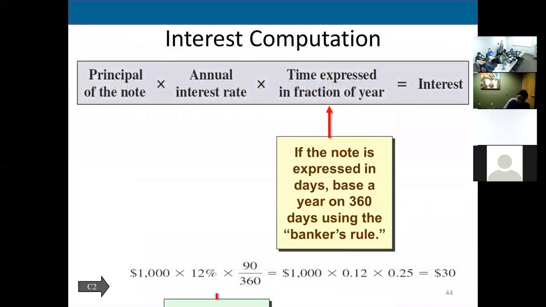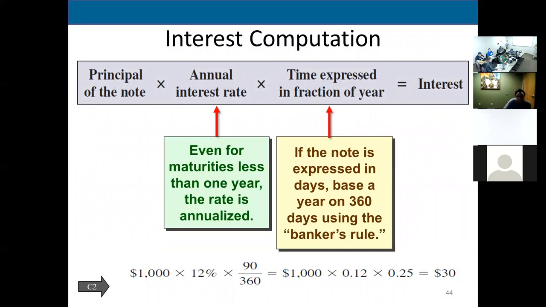All right, now the interest computation. Remember, I asked you, what was that interest rate for? What time period? How many? 90. Well, remember, this 12% is usually going to be calculated on or quoted on an annual interest. So that means if that note was a full year, the interest rate would be 12%. Well, we know that we're only holding this note for 90 days. So here's your multiplier, 90 divided by 360.